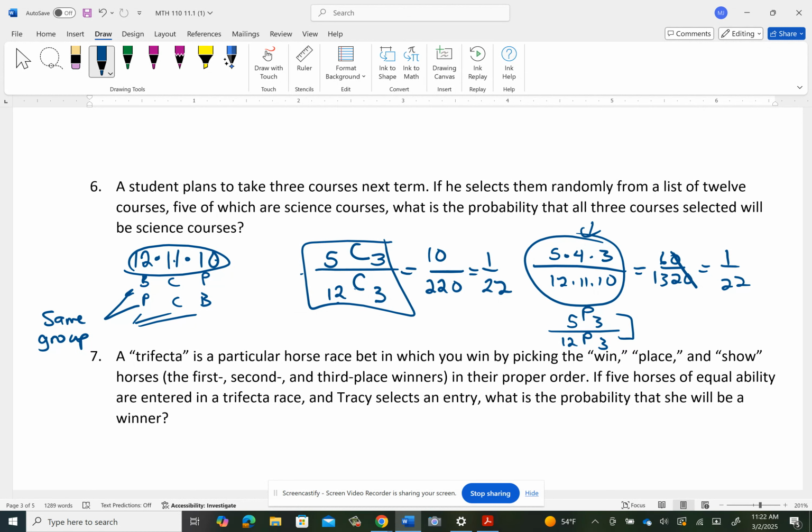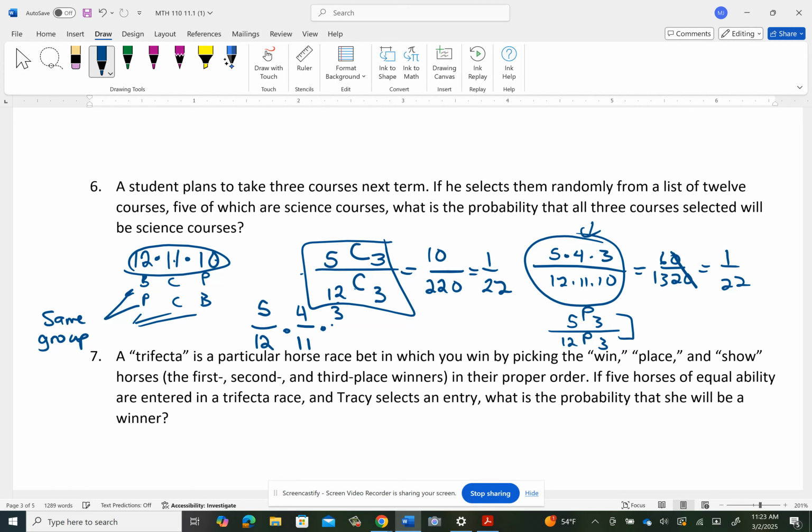I actually don't use either the combinations feature or the permutations feature when I think about it. I'm just thinking about it. There are 5 science classes to choose from out of 12 to start with. Then I'm down to 4 science classes out of 11 courses all total.